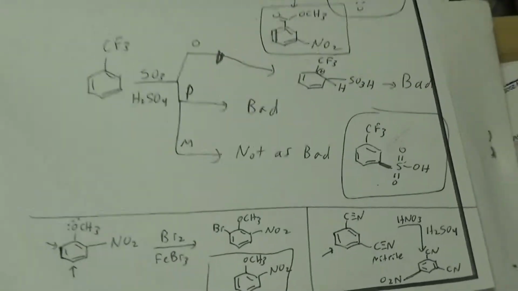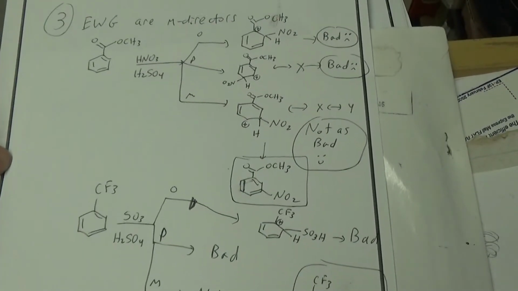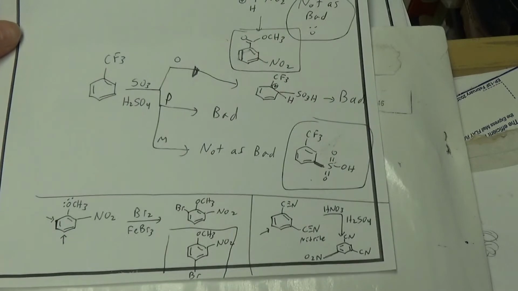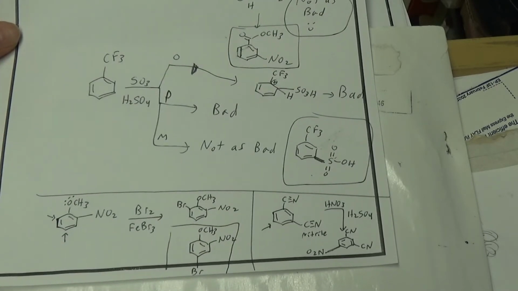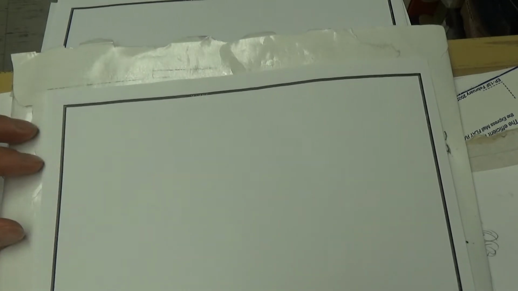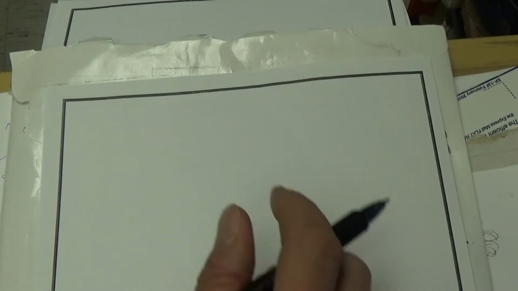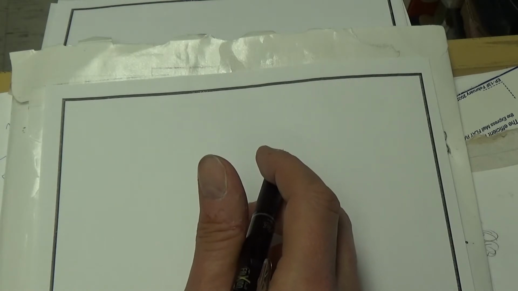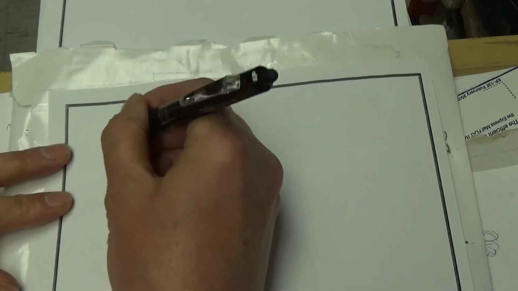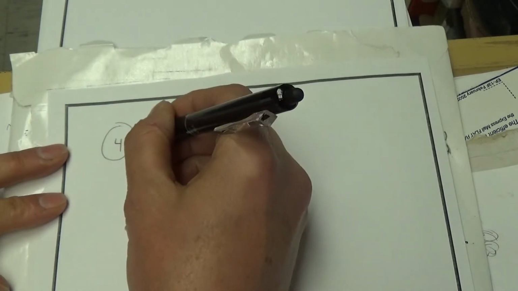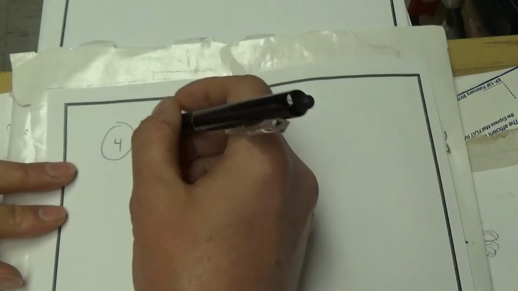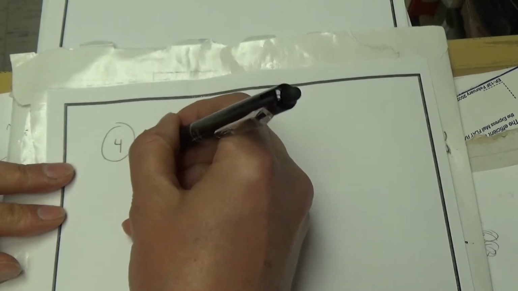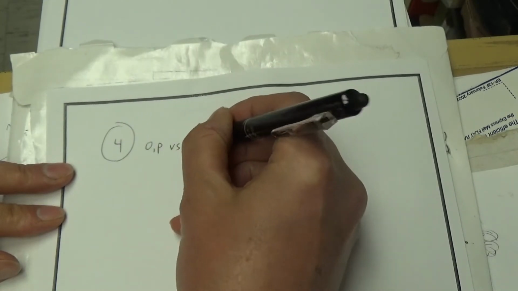Okay, so that was kind of a summary of electron withdrawing groups and how they cause meta direction. We talked about how electron donating groups are ortho-para directors, and electron withdrawing groups are meta directors. Now we're going to get into this whole activation versus deactivation thing, versus ortho-para versus meta direction.